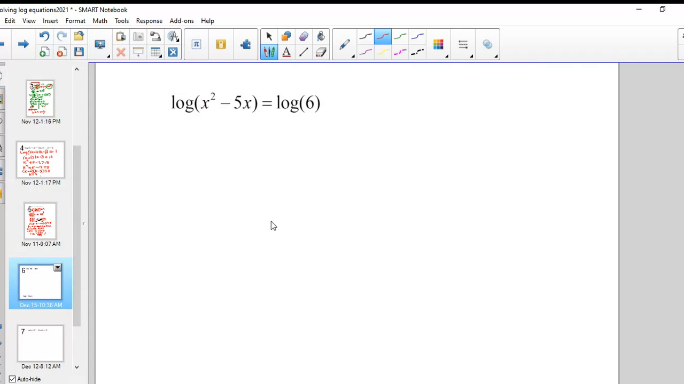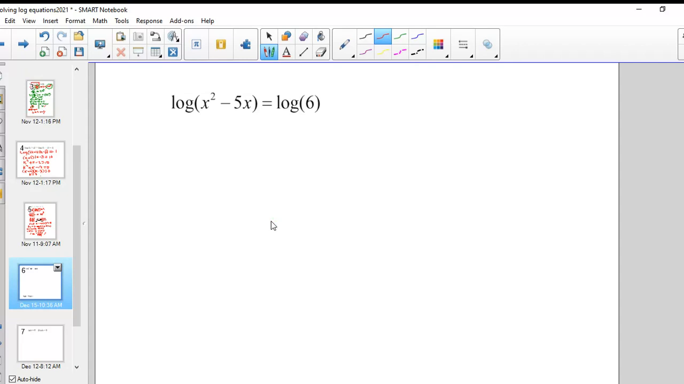How about this one? The log of x squared minus 5x equals the log of 6. What do you think, folks? How do we solve this? We've done something like this before, haven't we? Take away the logs. Thank you, Branad. Right? It's a log, and they're both base 10.